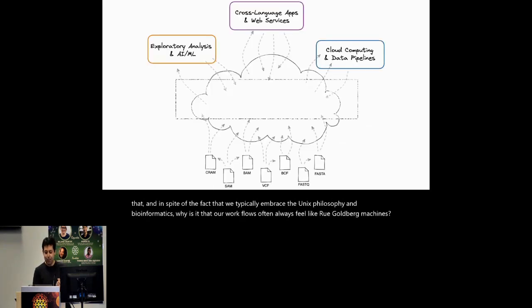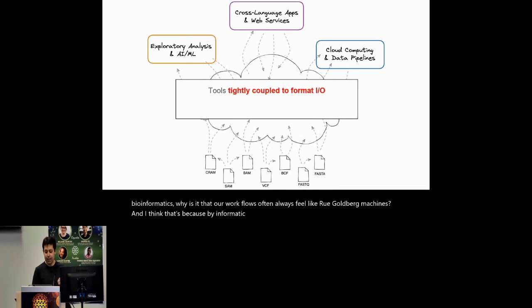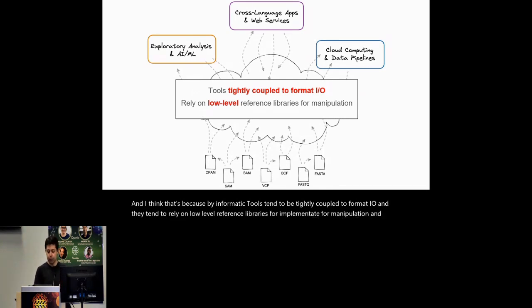And I think that's because bioinformatic tools tend to be tightly coupled to format I/O, and they tend to rely on low-level reference libraries for manipulation. And as a result, bioinformatics workflows really shuffle data through these meandering and time-consuming transformations in order to accommodate each tool's idiosyncratic requirements. And similarly, genomics visualization tools need to handle a ton of various complex file types or really require that users do a lot of format conversion as well.